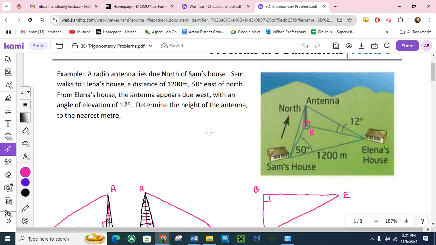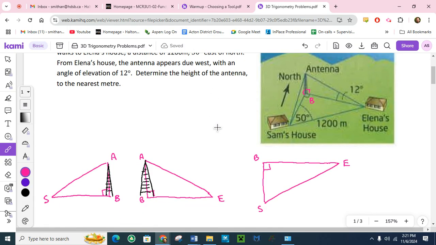I think everything given in the problem is labeled on the diagram. So Sam to Elena's house is 1,200 meters. So that would be this guy in this diagram. Elena's house is 50 degrees east of north at the S here, so 50 degrees.